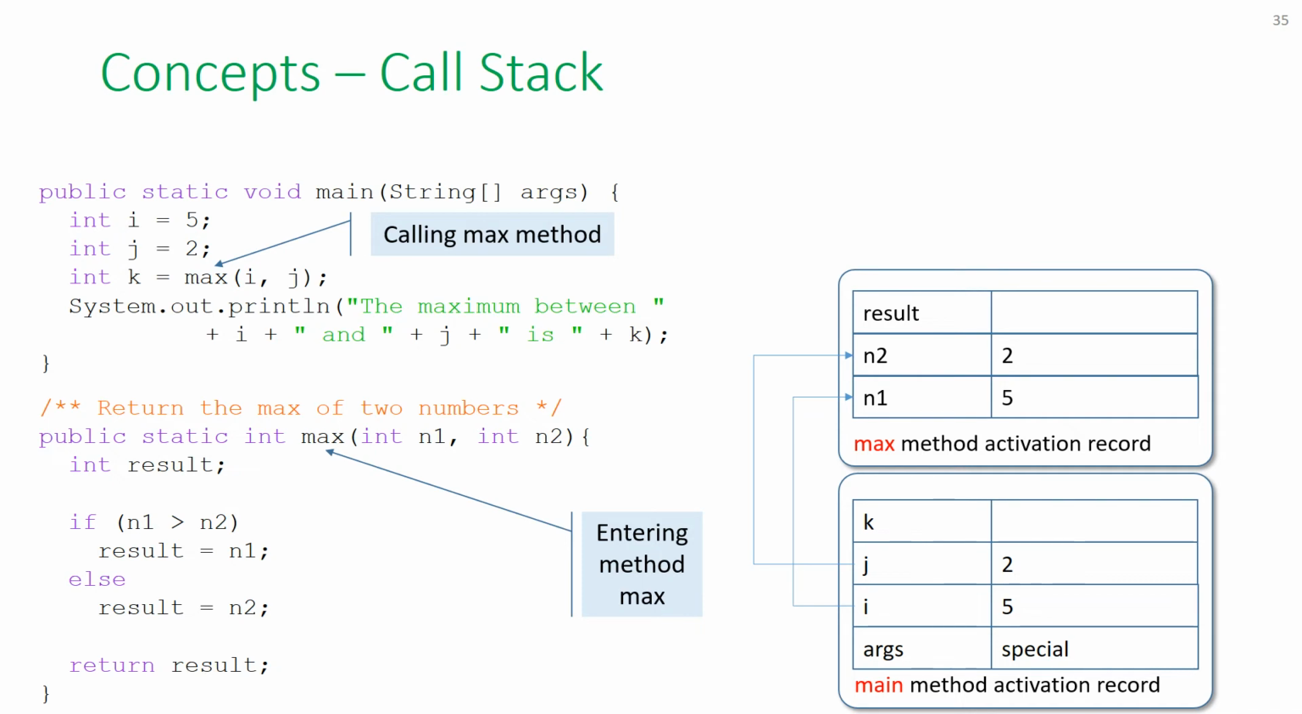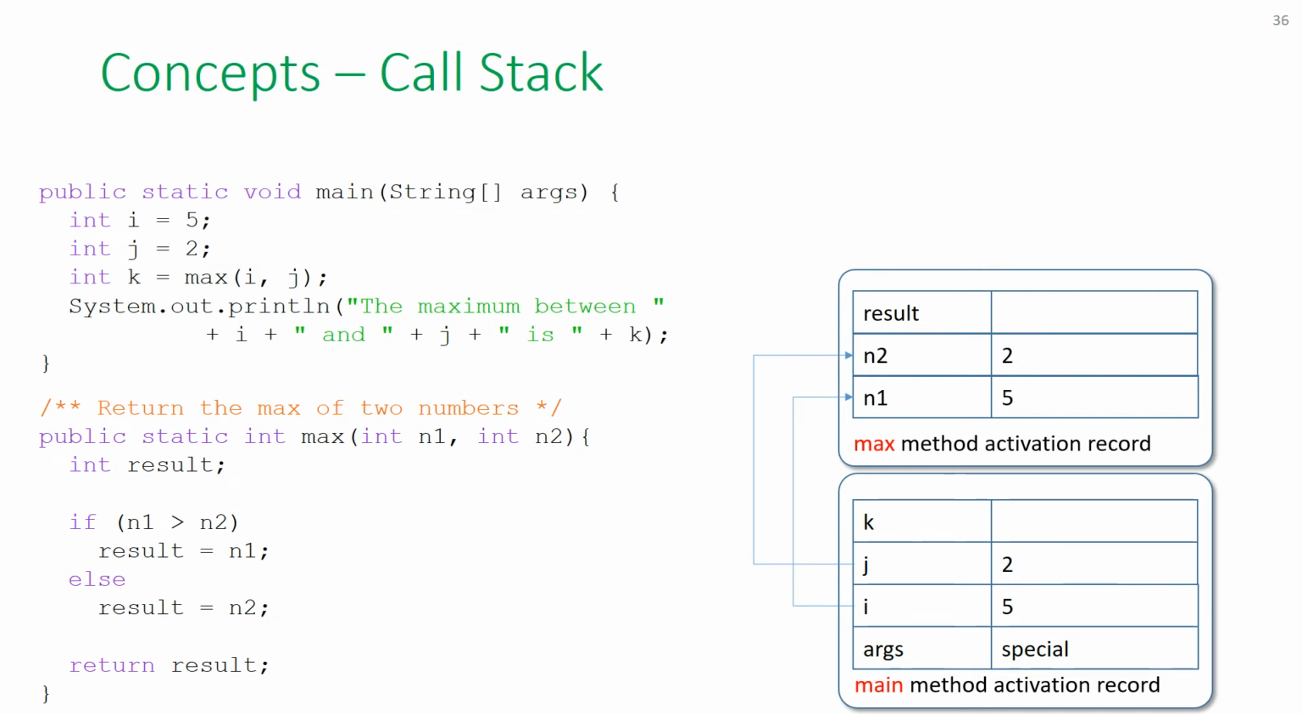And then I do: if N1 greater than N2, then result equal N1, else result equal N2. So I'm going to execute that code, and I'm going to end up putting into result the value, in this case, 5. And then I'm ready to return result. When I return from the method and return a value, I'm going to evaluate this expression. We already talked about that. It's going to be 5.